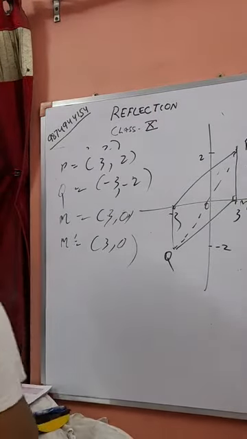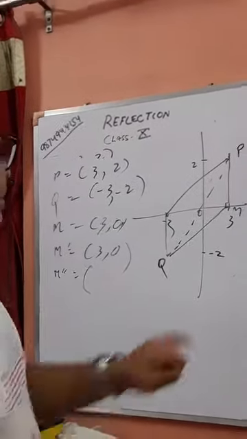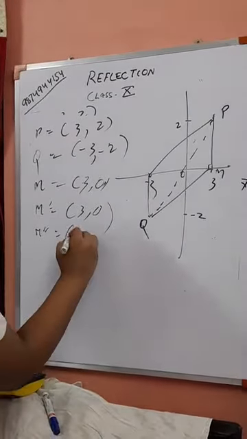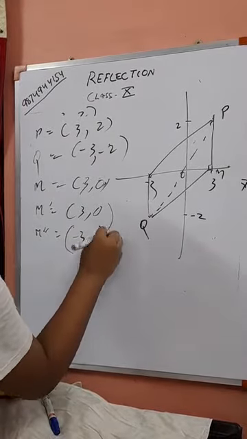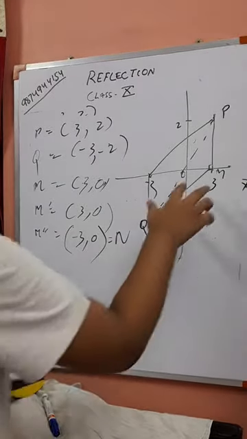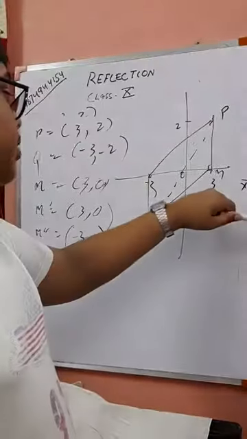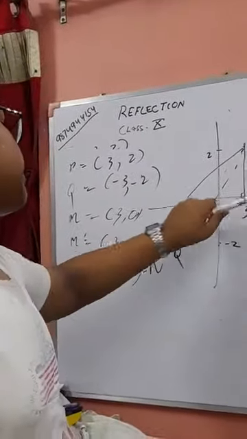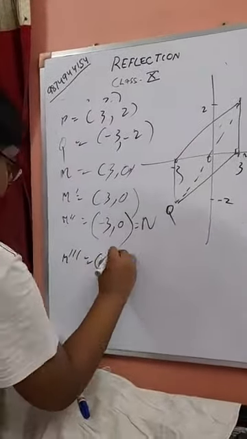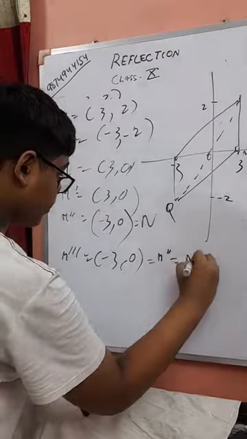Now we go to y-axis reflection. M double dash is equal to, this is the y-axis, 3 points from the y-axis, again 3 points, which will be N. Therefore M double dash is equal to negative 3, 0, which will be equal to N. Now origin. From the origin it will also be the same because it already lies on the x-axis. It will be 3 distance from the origin, again 3 distance, which will be negative 3. M triple dash is equal to minus 3, 0, which is equal to M double dash, equal to N.